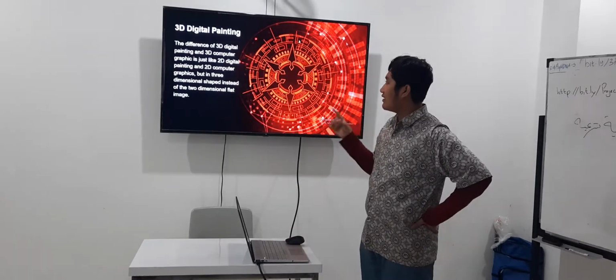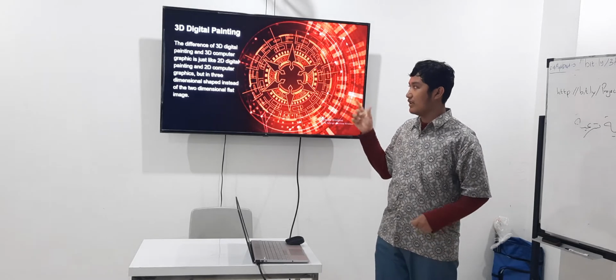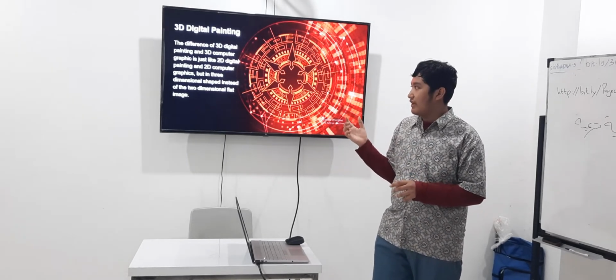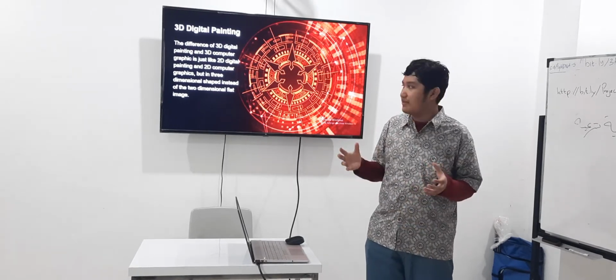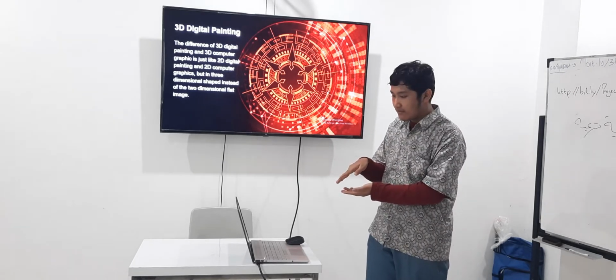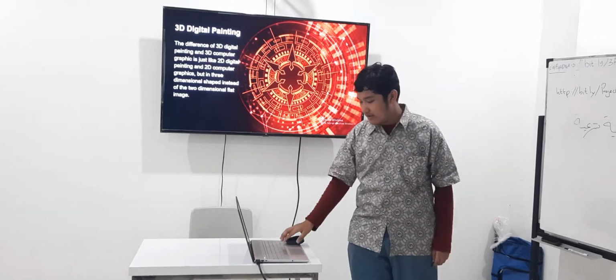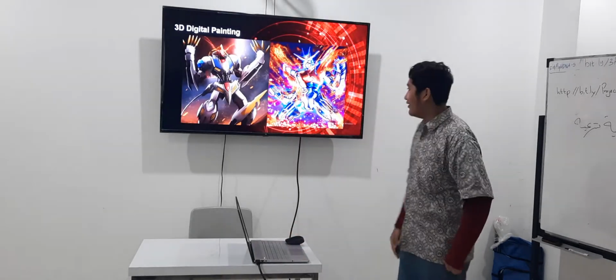The difference between 3D digital painting and 3D computer graphics is just like that between 2D digital painting and 2D computer graphics, but in three-dimensional shapes instead of two-dimensional flat images. Basically it's a 3D version of the 2D ones. They should be in one actually. So here you go.